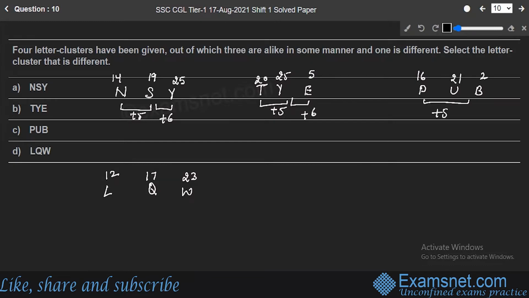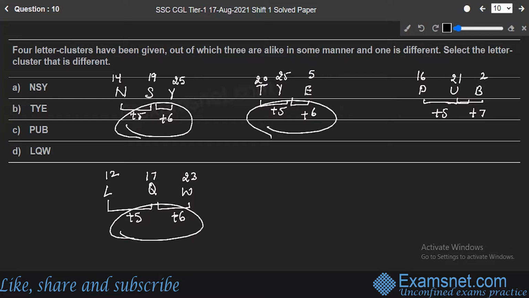Similarly, here from P to U, I'm adding a 5. And from U to B, this is like 21. Then after U, if I'm moving to position B, I'll have to add 7. How I have to add 7? After U, you have V, W, X, Y, Z, A, B. I have moved 7 positions ahead. So from here, 12 to 17, I'm adding a 5, 17 to 23, I'm adding a 6. So all are having a logic of plus 5 plus 6, plus 5 plus 6. Only PUB is having a logic of plus 5 plus 7.